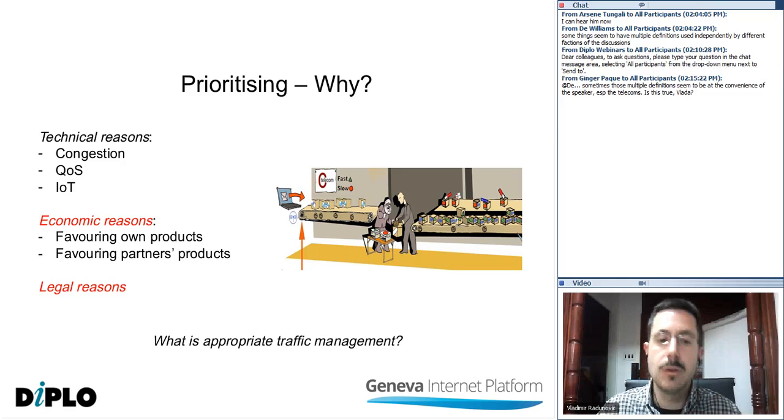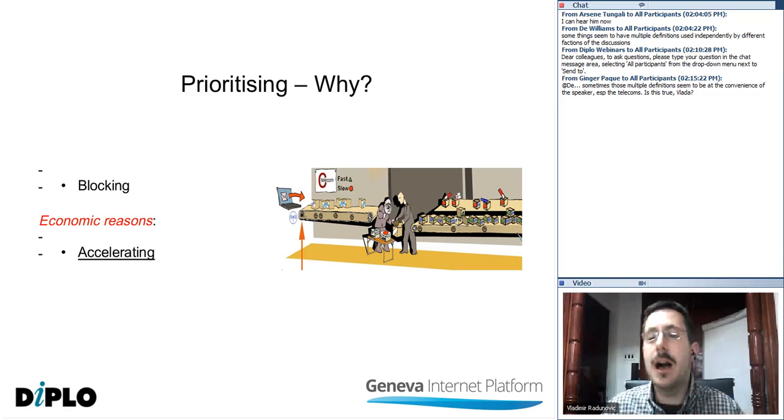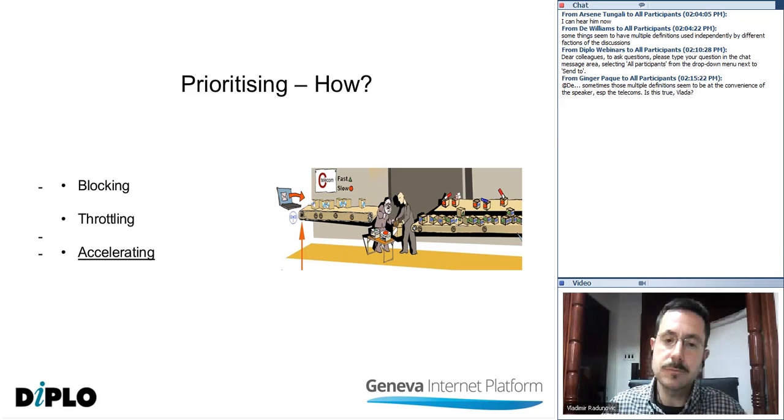So the big open question is, okay, traffic management needs to be done, probably for technical reasons, for quality reasons, but where is the limit of the appropriate traffic management, and how can we define appropriate traffic management or prioritization of traffic? These are a couple of responses on the question of why. The question of how, and that's a very important one as well, is how this kind of prioritization is technically made.